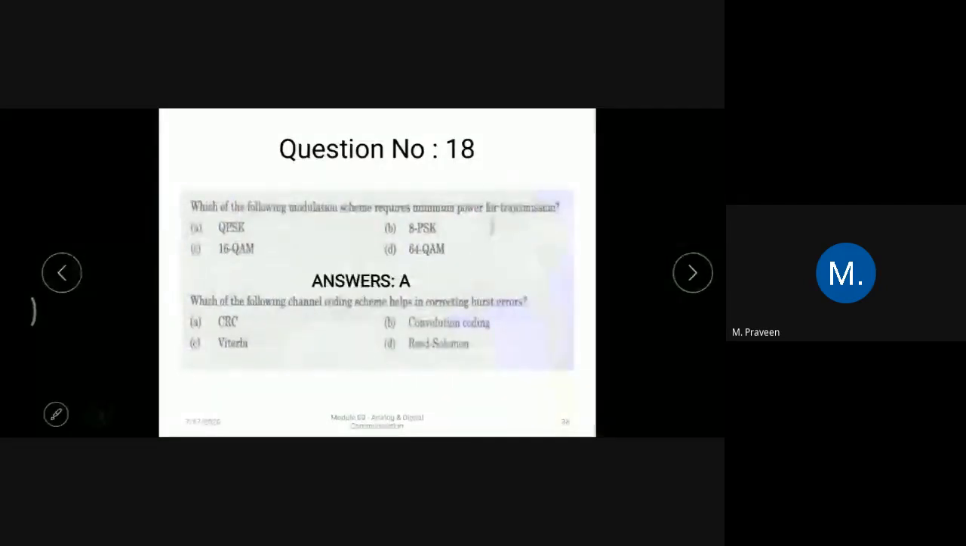So that is your first one. So QPSK will consume low power. Next, which of the following channel coding schemes helps in correcting burst errors? In the previous case we discussed Hamming codes. Hamming codes are used for single error correction. Here the burst error will be corrected by Reed Solomon.